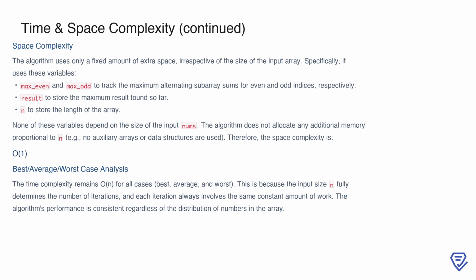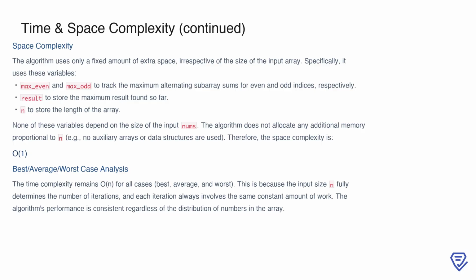Now, turning to the space complexity, this algorithm is highly space efficient. It uses only a fixed amount of extra memory, regardless of the size of the input array. The key variables used include max_even and max_odd to track the maximum alternating subarray sums for even and odd indices, a result variable to store the maximum result found so far, and n to store the length of the array. Since none of these variables scale with the size of the input array, the space complexity is O(1).